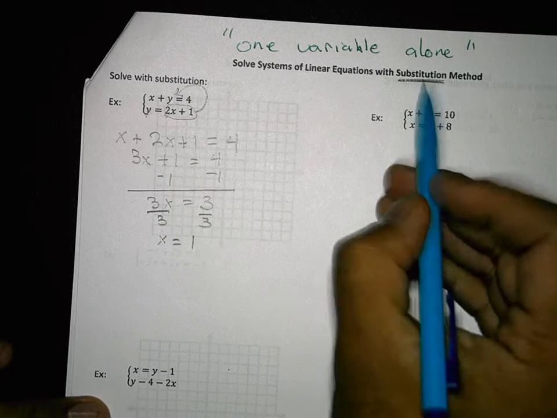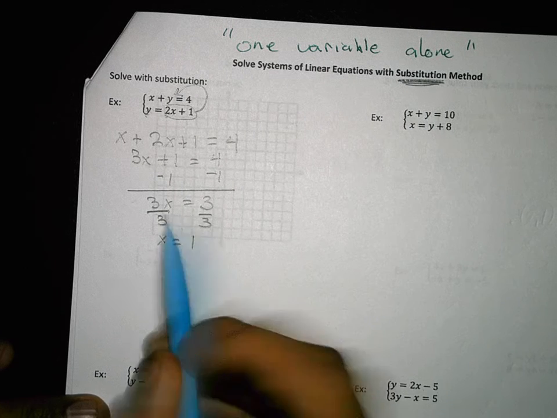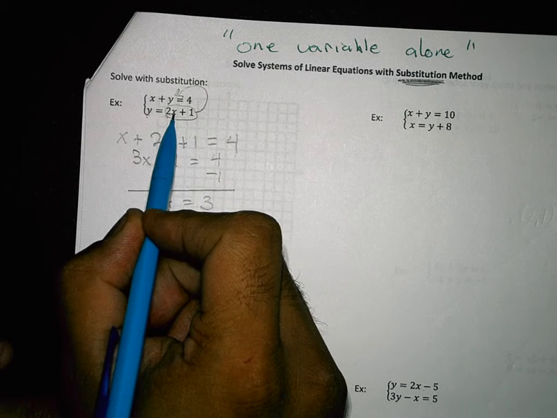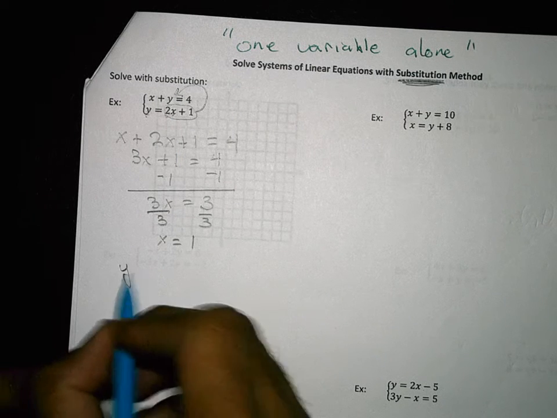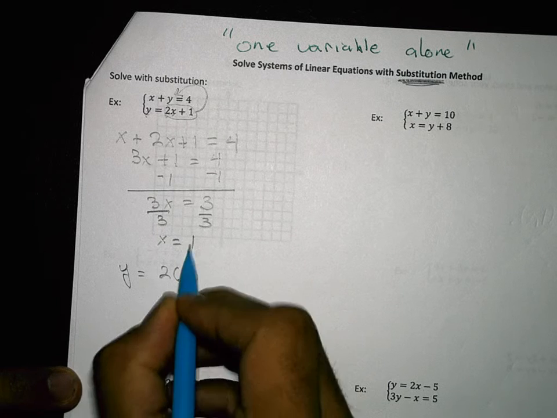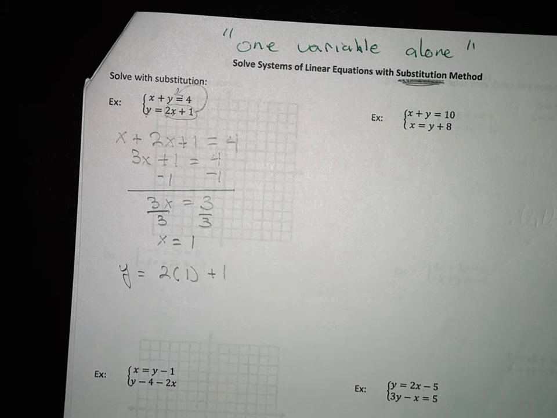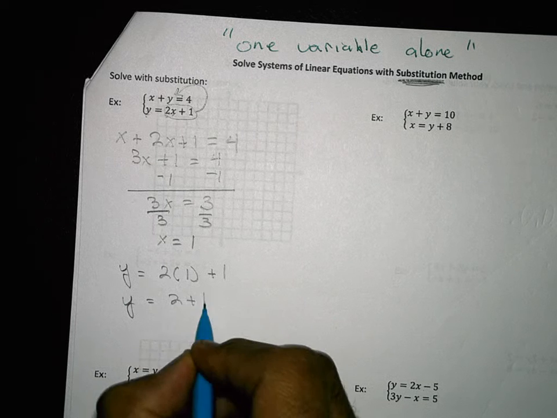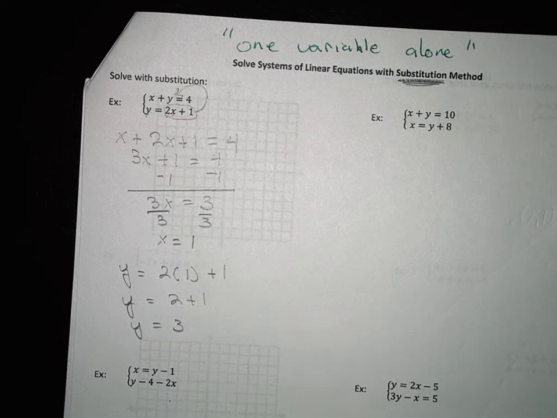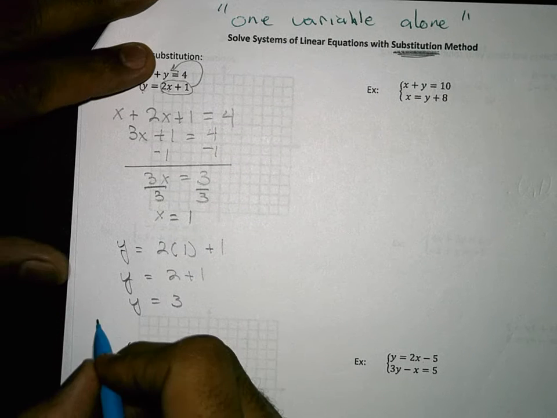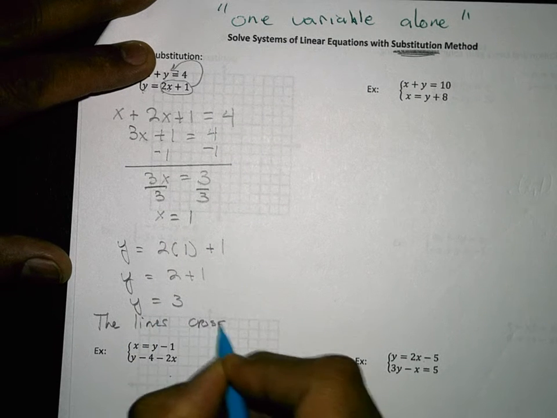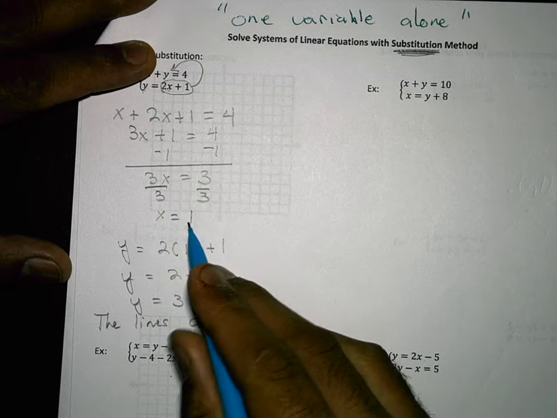Now I'm going to do substitution again, but this time I know what x is, so I'm going to put it right there because now I know what x is. So I'm going to say y equals 2 times the x that I just found. So I get y equals 2 plus 1, and then y equals 3. So I found everything that I need. I'm going to say the lines cross at 1, 3. Okay.